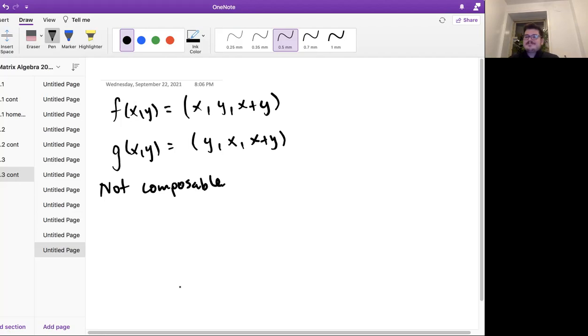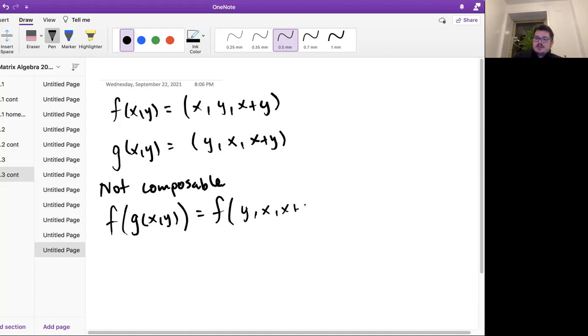Composable? So why is it not composable? Let's actually just try writing it out. What would be F of G of x, y? F of y, x, x plus y. Why can't I do that?